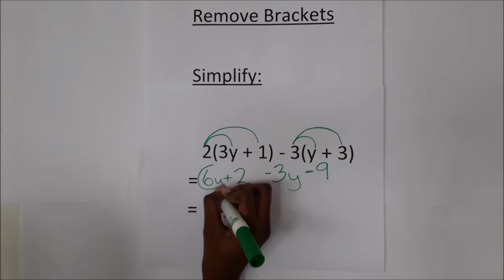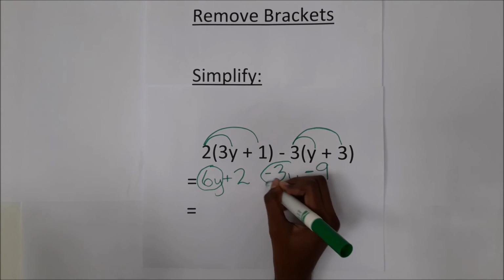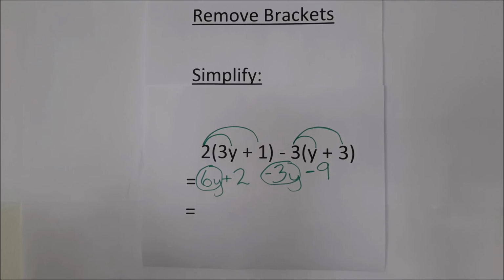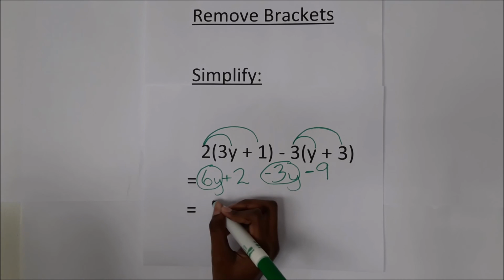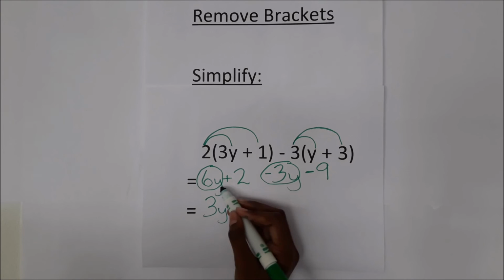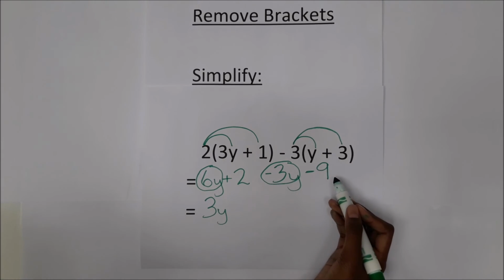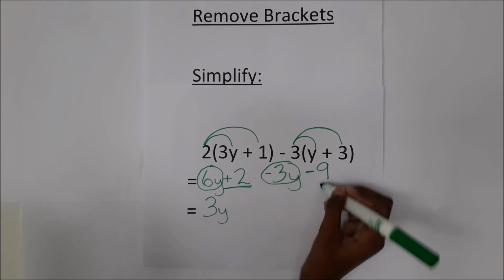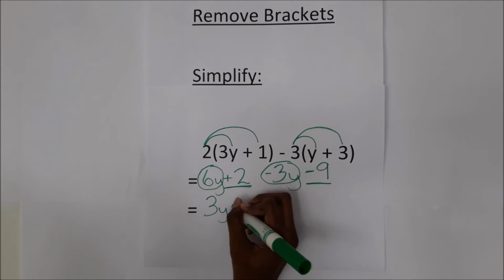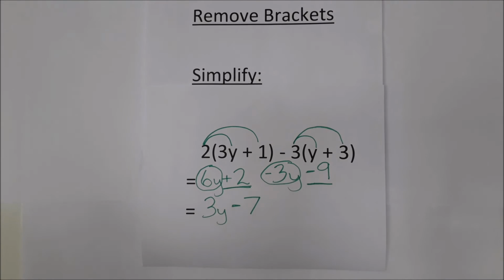Circle all the y's. Positive 6y minus 3y is 3y. Plus 2 minus 9. Underline the positive 2 and the negative 9. What would the answer be? Positive or negative? Negative. So put the negative. Negative 7. And subtract, and we got negative 7. Very good.